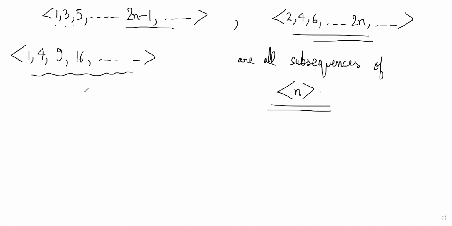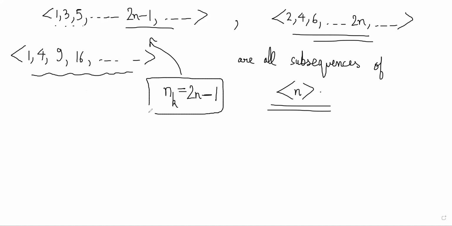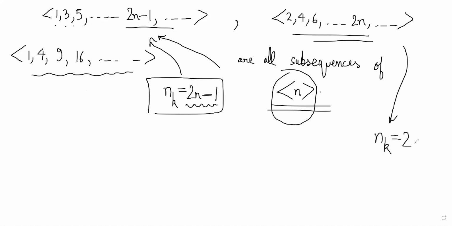So what was nk here? Here nk was 2n minus 1. 2n minus 1 is a strictly increasing sequence of numbers. So those numbers only, if you select out of all natural numbers, you will get this subsequence. Nk here was 2n. Nk here was n square. These are all strictly increasing sequences of natural numbers. Right?